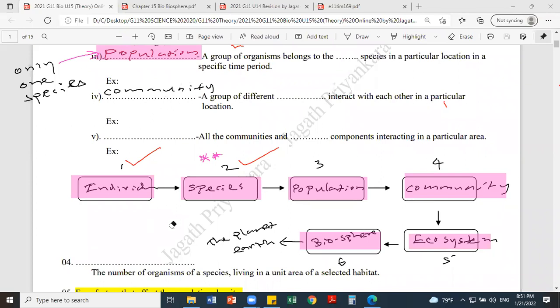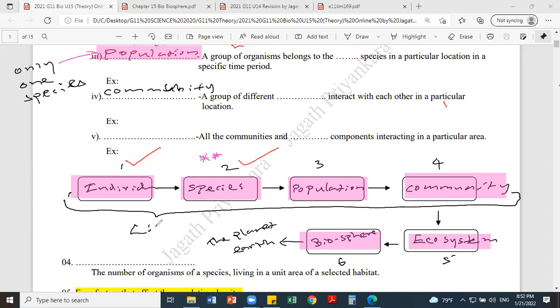So until community, actually only living. If you can put a curly bracket, until number 4 it's living. Okay, I'll put a curly bracket here. Look at the screen. I'll put a curly bracket for all this. Until community it's living. And when it comes to the ecosystem, it becomes non-living. So this is what? Only living things. Please mark that with a pencil at least. Only living organisms.